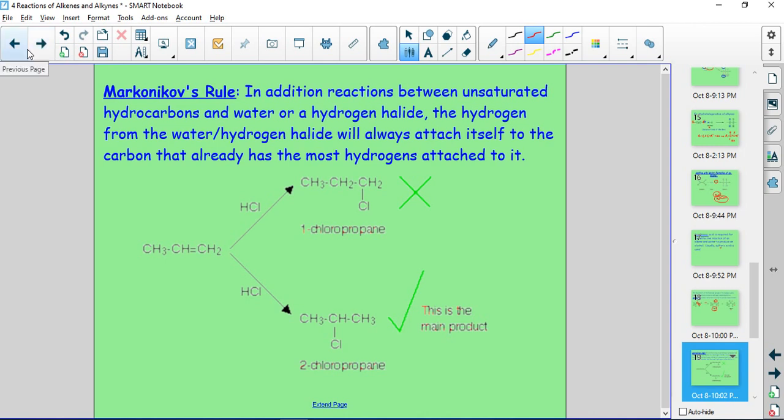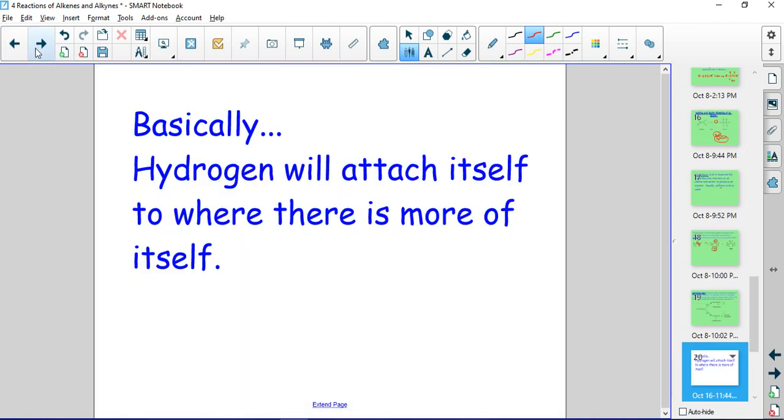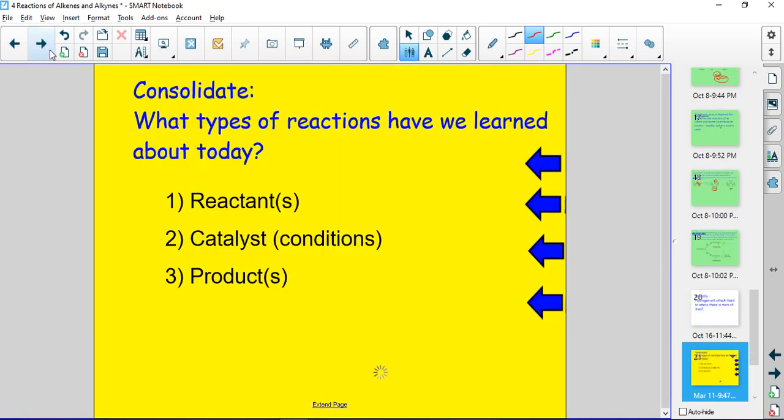Okay, just another example for you to refer to. Basically, I know I've mentioned this in class, hydrogen will attach itself to where there is more of it. There's a saying that is probably unfortunately true, but the rich get richer. In this case, the carbon that has the most hydrogen will get more hydrogens. Okay, that's really it.